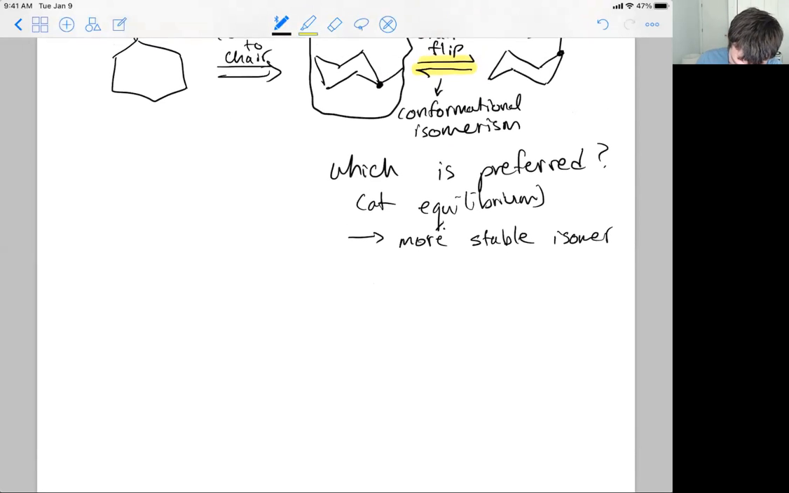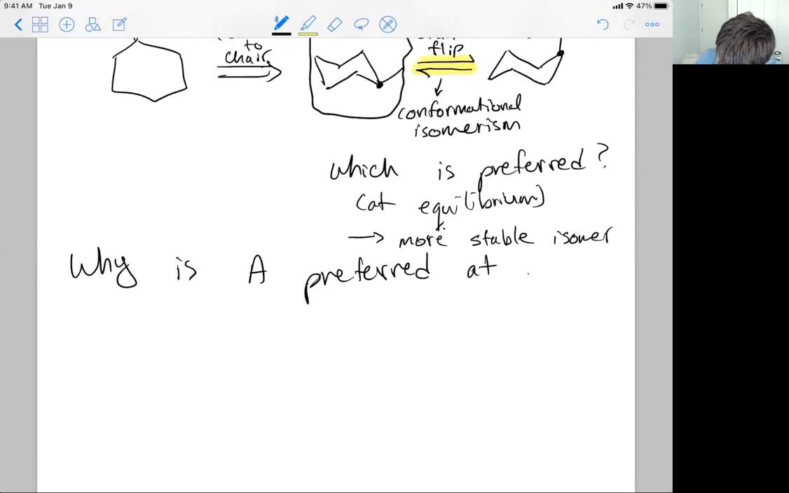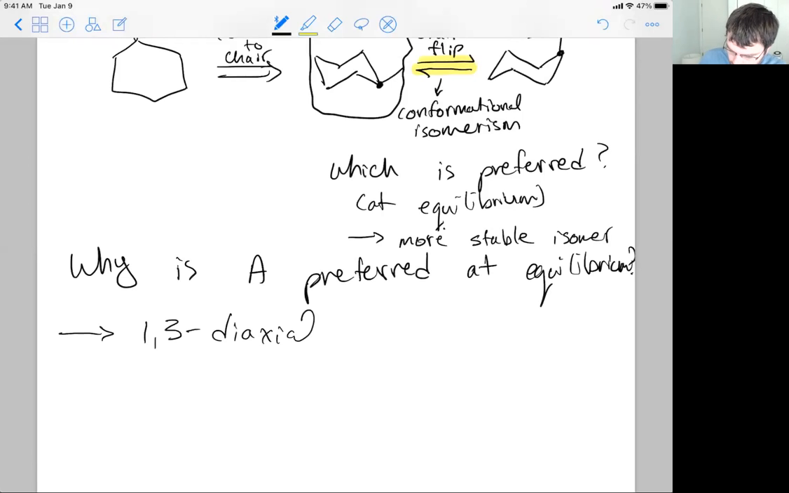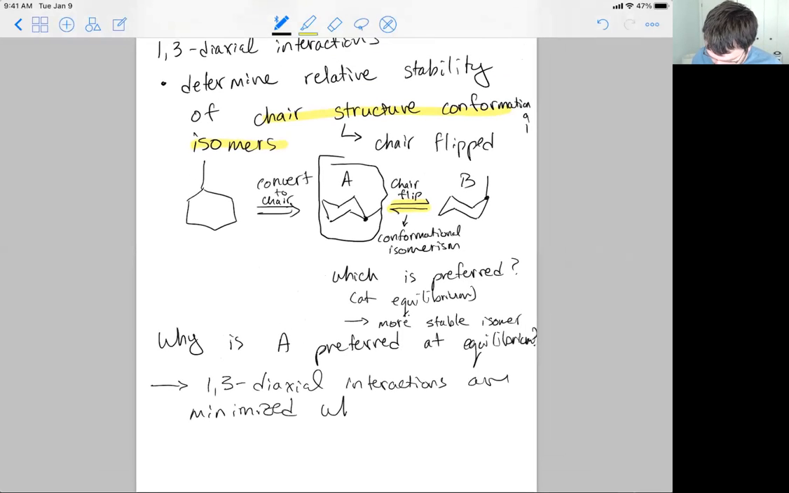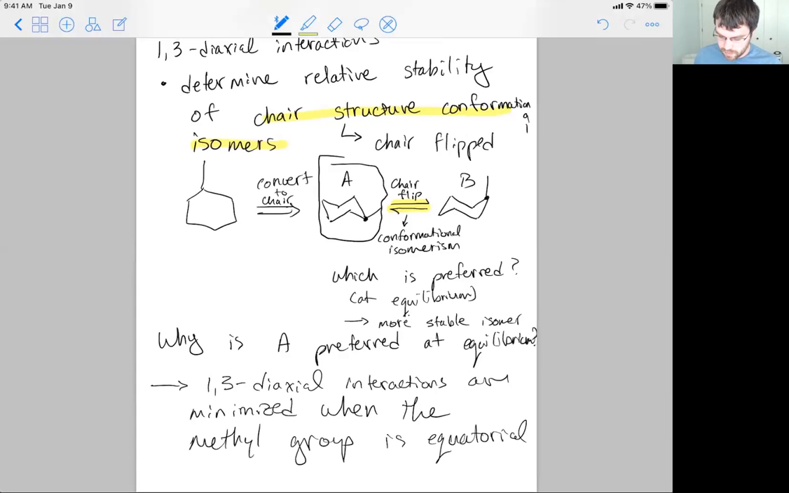Now, why is A preferred at equilibrium? What we could do is invoke our understanding of something called 1-3 diaxial interactions and say 1-3 diaxial interactions are minimized when the methyl group is equatorial. 1-3 diaxial interactions are minimized when the group is equatorial. Those are the big takeaways from this.